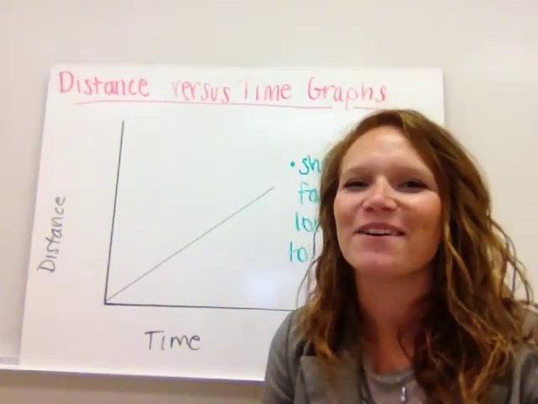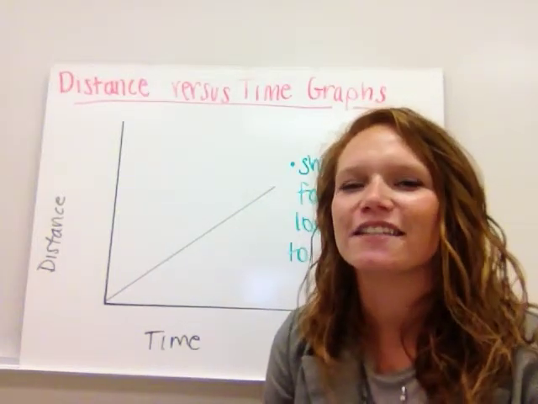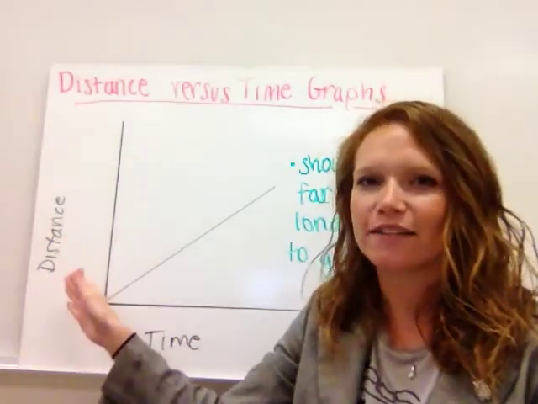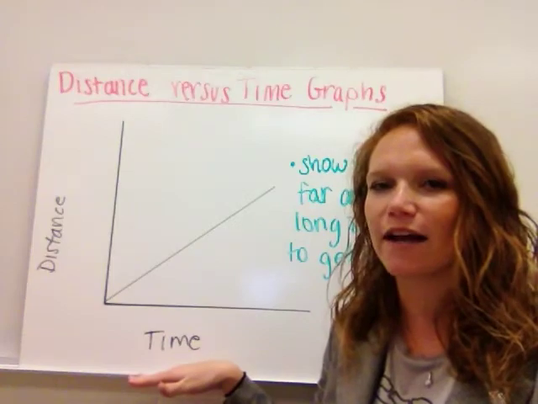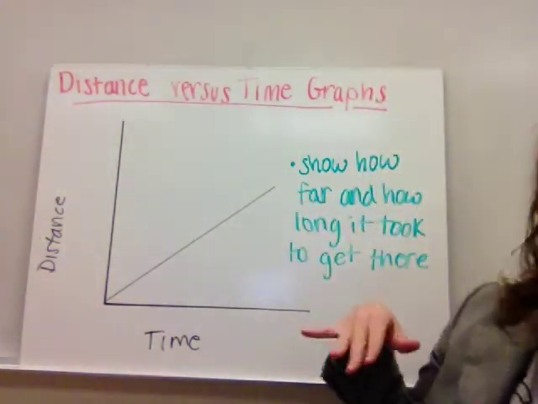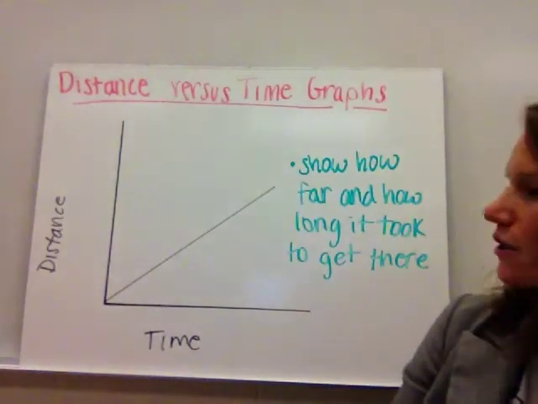Alright, today we're going to talk about distance versus time graphs. A distance versus time graph looks like this. You'll have distance graphed on the y-axis and time graphed on the x-axis. The purpose of a distance versus time graph is to show how far an object went and how long it took to get there.